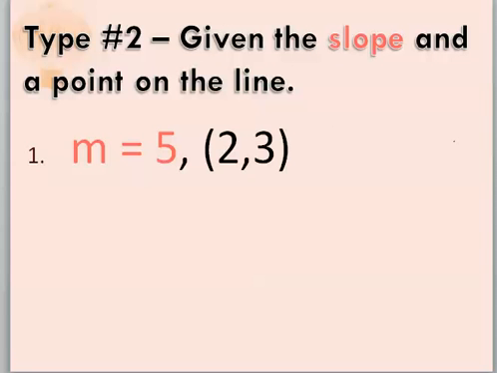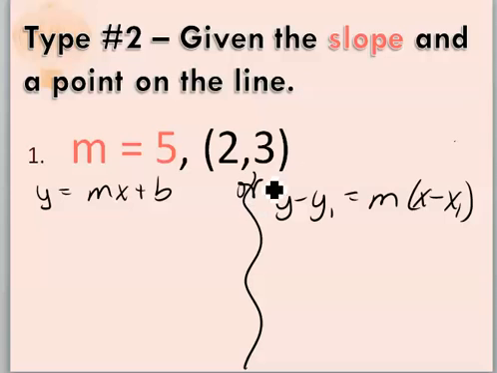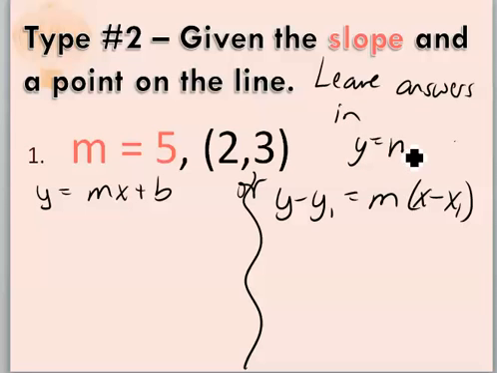The second type of problem we're going to work with writing equations is type number 2, given the slope and a point on the line. We'll be solving these two ways. We'll use our slope-intercept form, y equals mx plus b, and our point-slope form, y minus y sub 1 equals m times the quantity x minus x sub 1. However, which one you use is up to you, but you must leave your answers in slope-intercept form, y equals mx plus b. I almost have all the information I need to write the equation of the line.